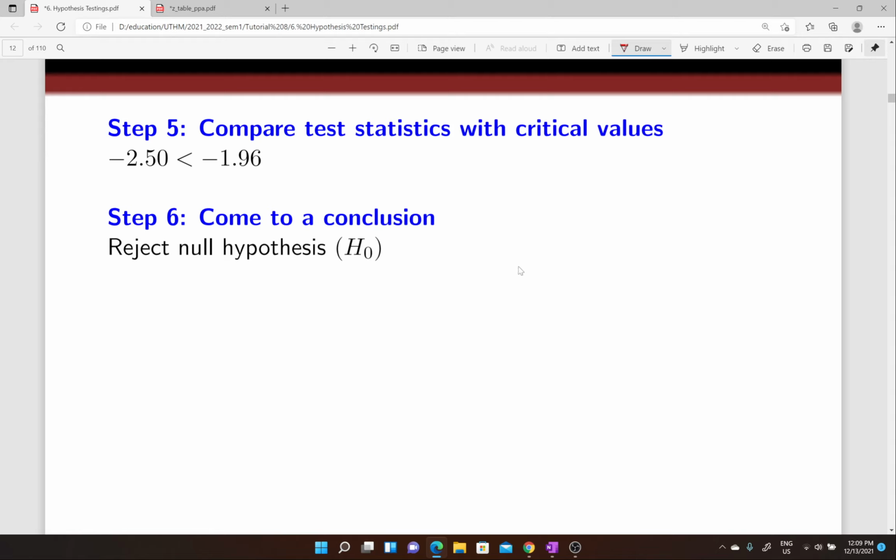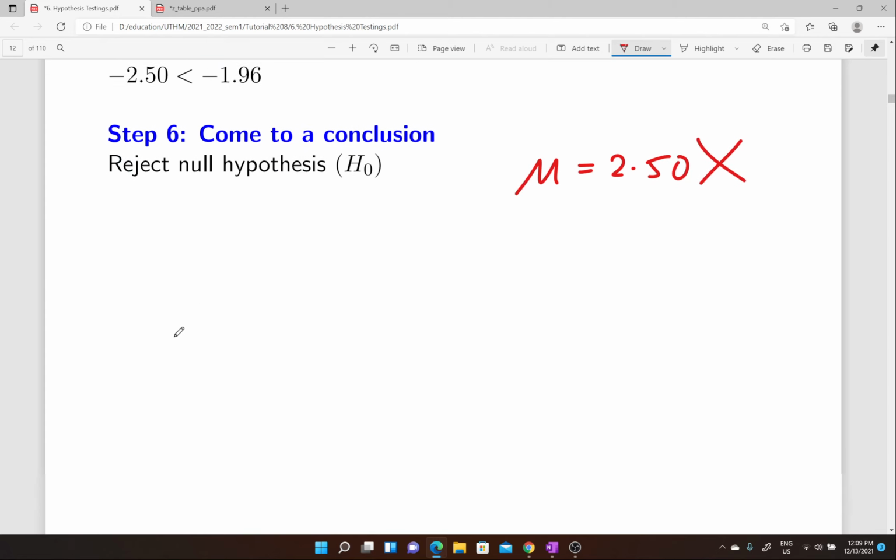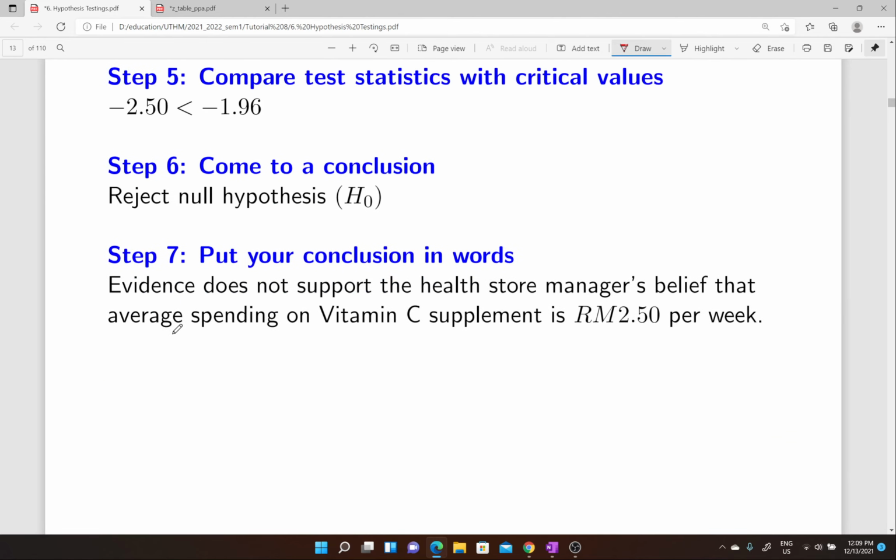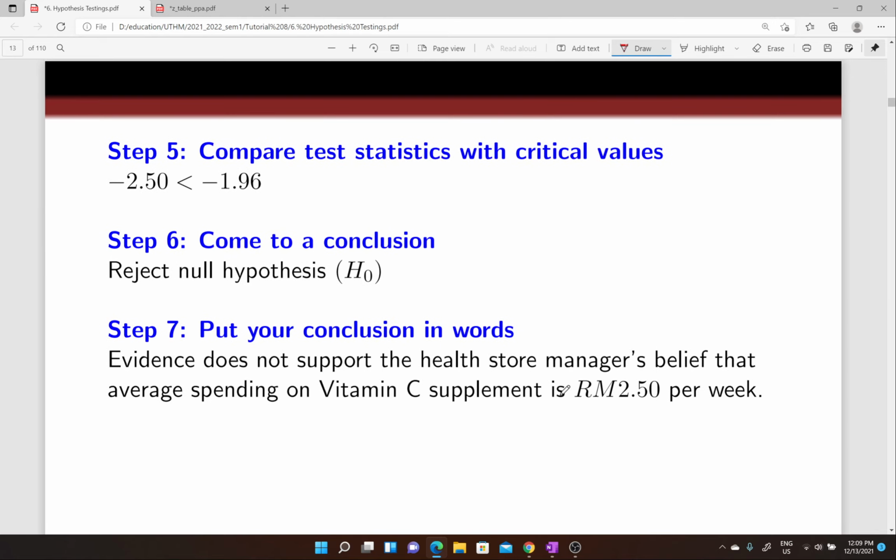What is the null hypothesis? The population mean is 2.5, isn't it? 2 ringgit 50 cent. We reject this. Since we reject this, we have to write the conclusion like this: evidence does not support the health store manager's belief that the average spending on vitamin C supplement is 2 ringgit 50 cent. This is the full answer.